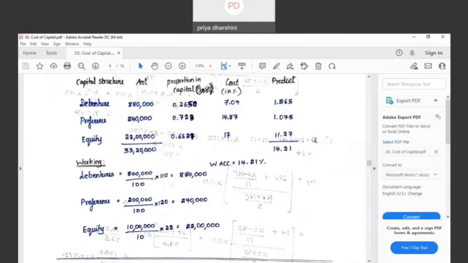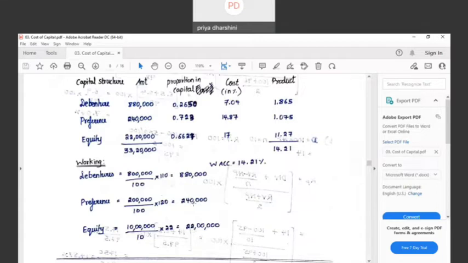For preference, 2 lakh is the preference share capital, 100 rupees is the face value. If you divide, you will get the number of preference shares, into the market price per share. Then 10 lakh is the equity capital, 10 rupees is the face value. So if you divide, you will get 1 lakh shares, into the market price of 22 per share. You will get the market value of equity shares.